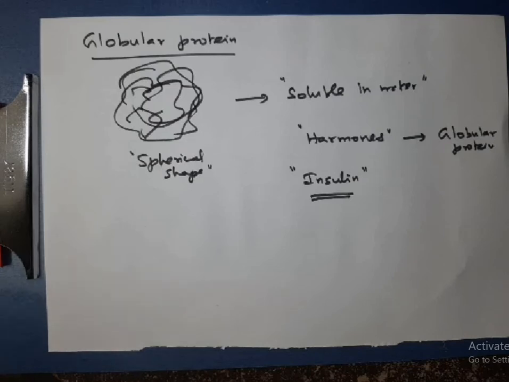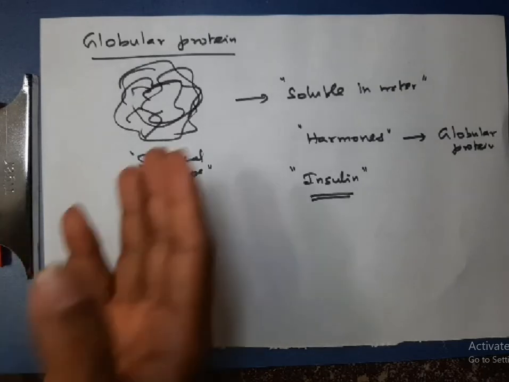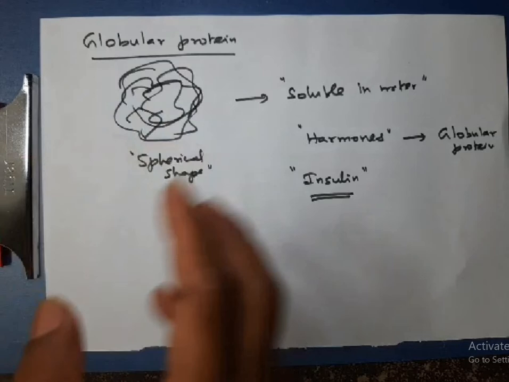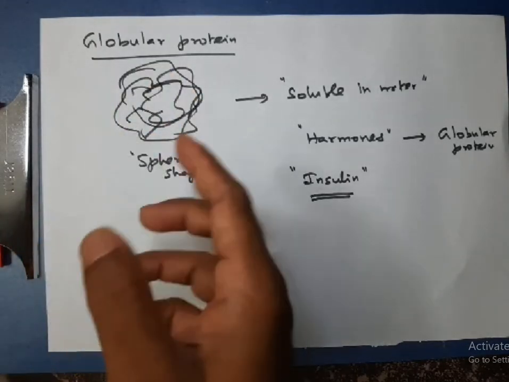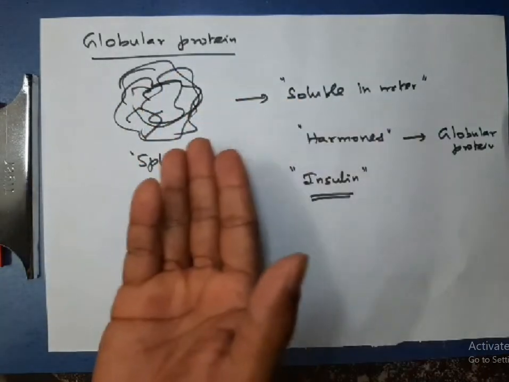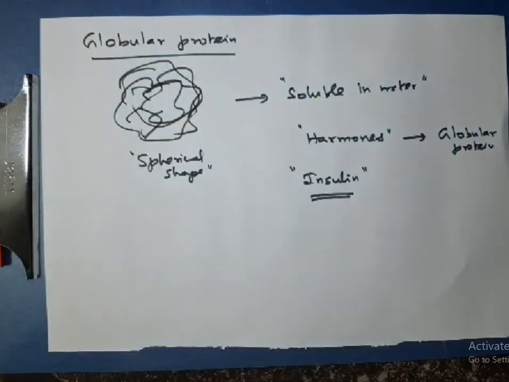If they exist as linear chains, and the linear chains are existing sideways, and the chains are connected by hydrogen bonds, then the protein will look like a fiber. We call that protein a fibrous protein. If the polypeptide chains join together and exist in a spherical shape, we call those proteins globular proteins. Globular proteins are soluble in water. Keep this in mind. This is very, very important.